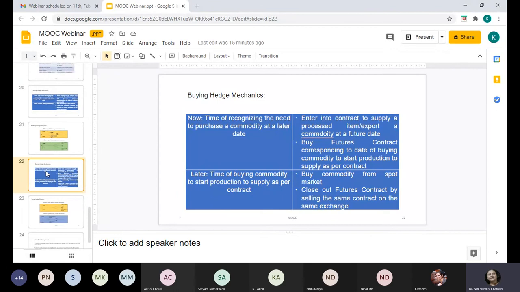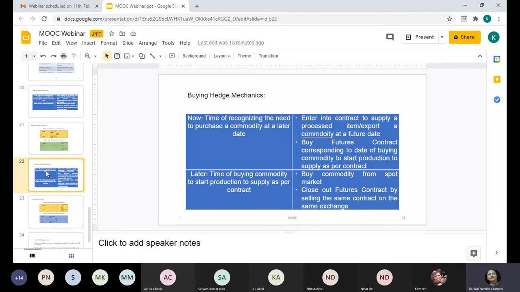So what happens now is quite different. Suppose this is the price. Let's say you need to buy sugar. You're Haldiram's and you need to buy sugar, let's say once a month. So you have fixed the buying price for, say, the next month. You fixed for March at 3,500 rupees a quintal.